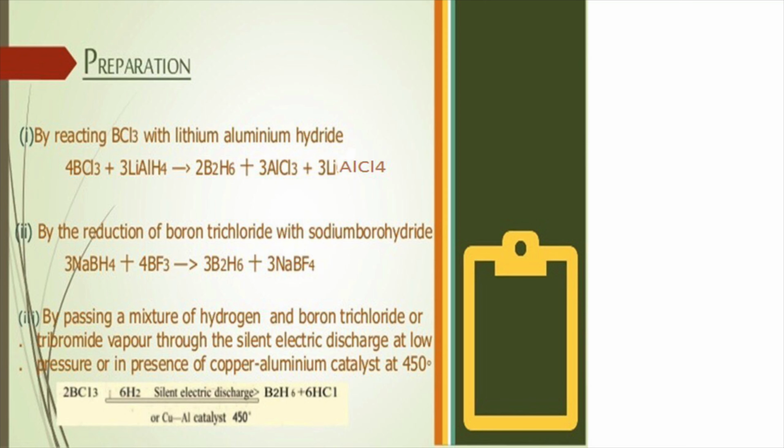Diborane is prepared by reacting boron trichloride with lithium aluminum hydride. Similarly, diborane is prepared by the reduction of boron trichloride with sodium borohydride. Diborane is also prepared by passing a mixture of hydrogen and boron trichloride or tribromide vapor through a silent electric discharge at low pressure, or in the presence of a copper aluminum catalyst at 450 degrees Celsius.